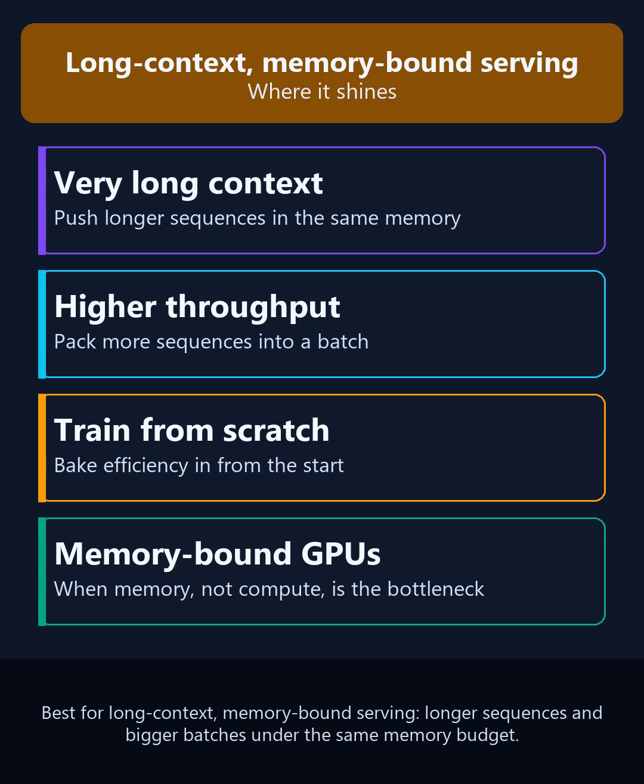Where does this shine? Long context and memory-bound serving. Because the cache is so small, you can push far longer sequences under the same memory budget, or pack many more sequences into a batch for higher throughput. It suits teams pre-training a fresh model who want efficiency built in from the start, and any setting where GPU memory, not compute, is the real bottleneck. The work was highlighted as a spotlight at NeurIPS 2025.